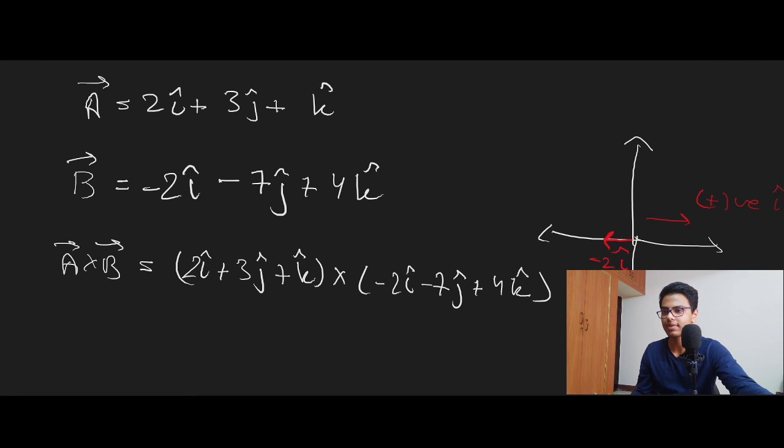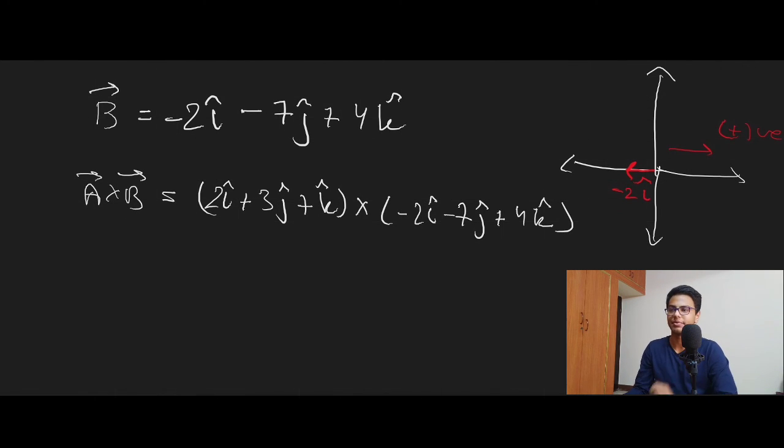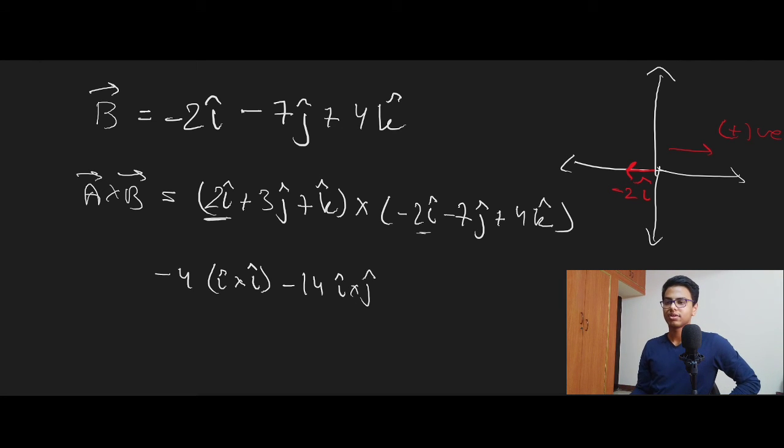Now again individually, we start with this and multiply it into this, so we get minus 4 i cap cross i cap, then minus 14 i cap cross j cap, then plus 8 i cap cross k cap, right?